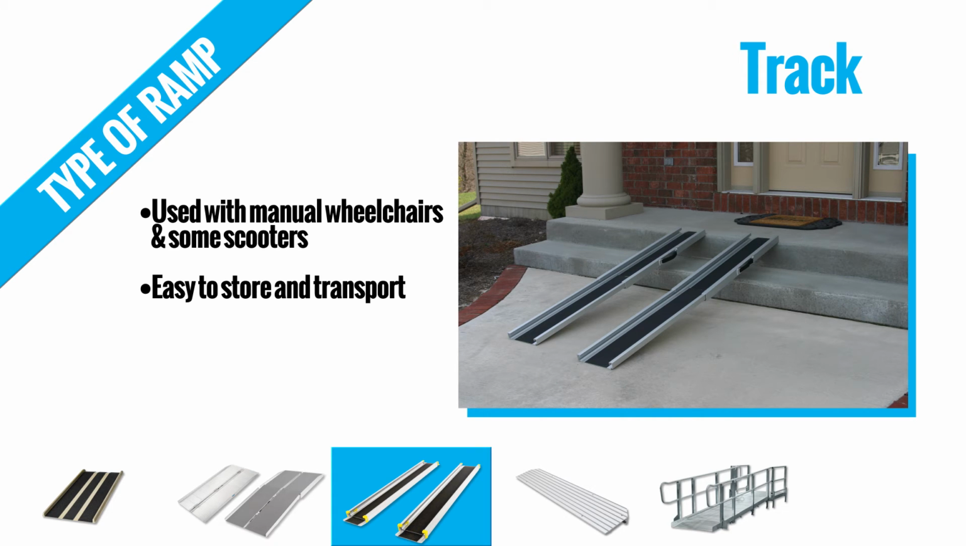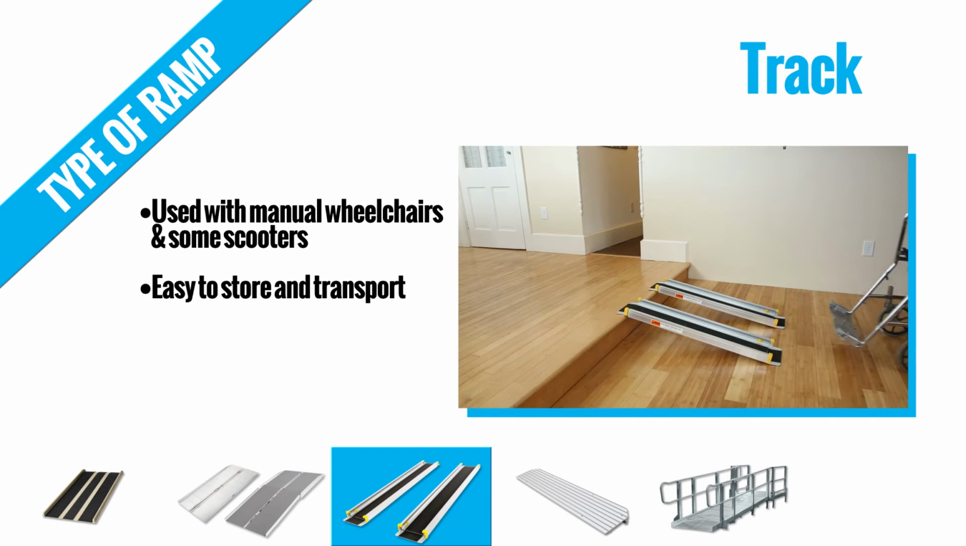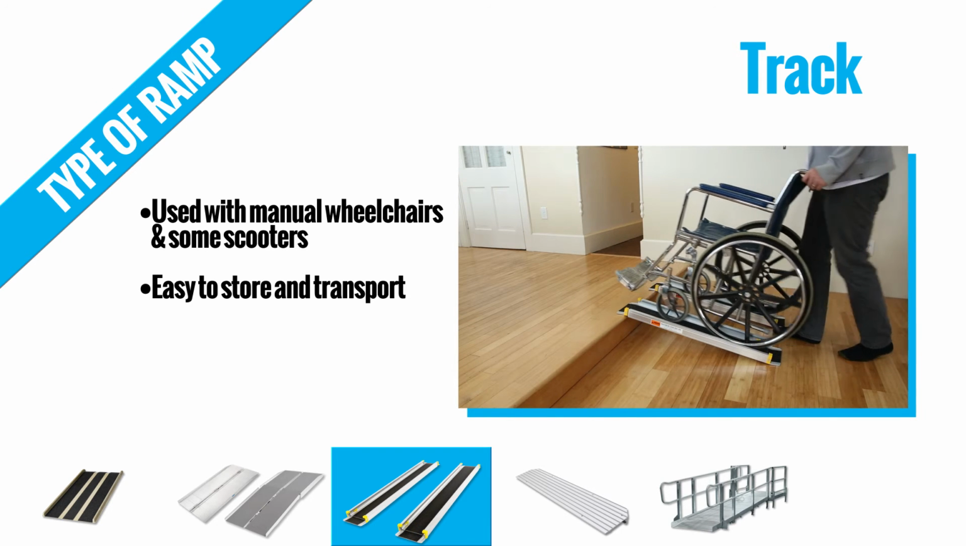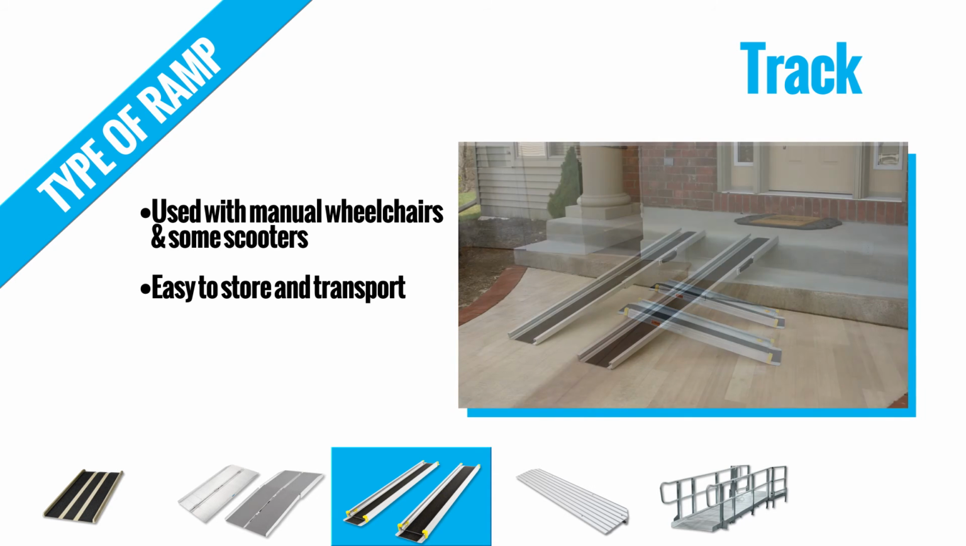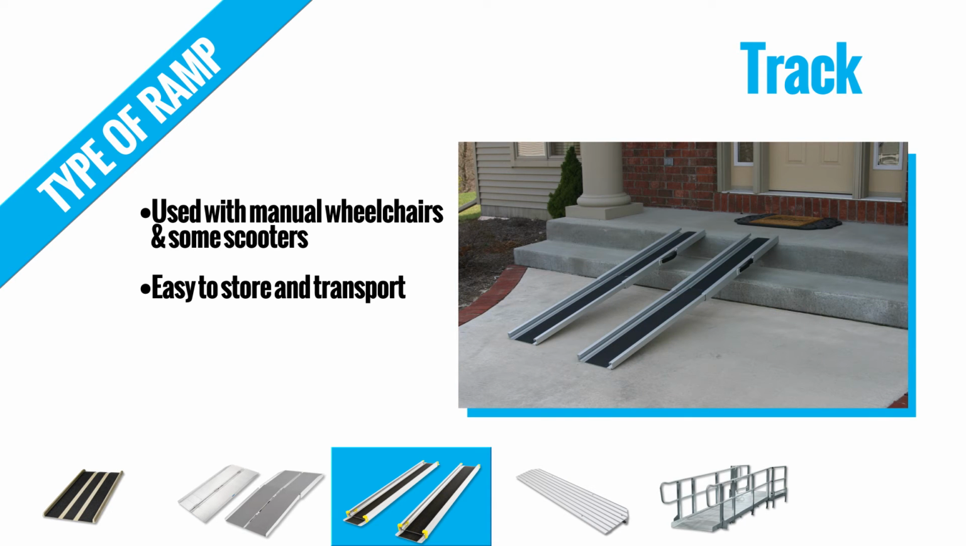Track ramps are used for manual wheelchairs and some types of scooters. They are two separate narrow ramps that can be positioned to match the width of your wheelchair's wheels. Their design makes them smaller and more lightweight than other ramps. Please keep in mind that they are not recommended for six-wheeled power chairs or three-wheeled scooters.